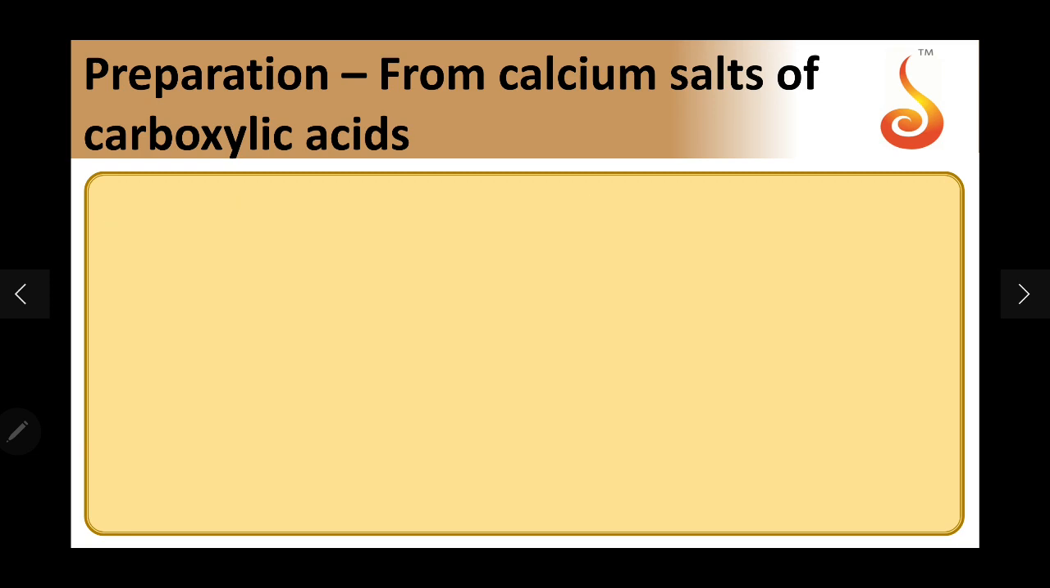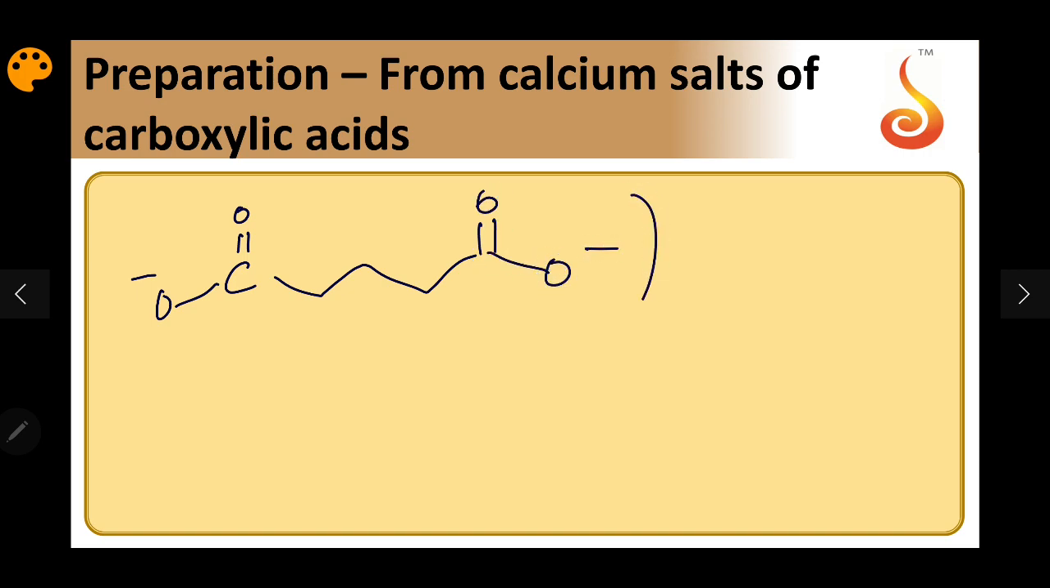Also, if I take the calcium salt of a dicarboxylic acid, so let us say I am taking C=O, O minus, C=O, O minus. What happens? CO2 will be eliminated along with calcium oxide. So I get a cyclic ketone. This part goes as CO2.